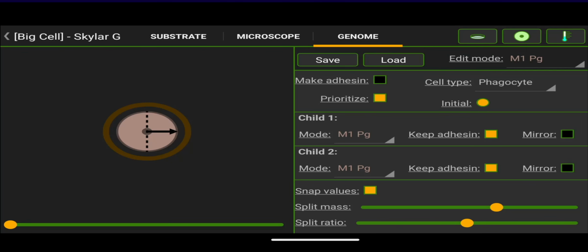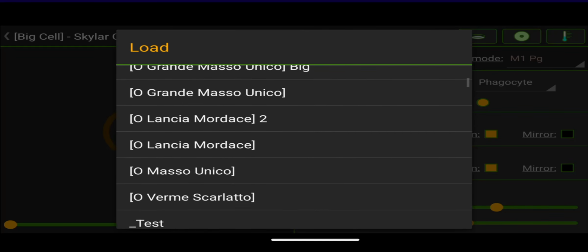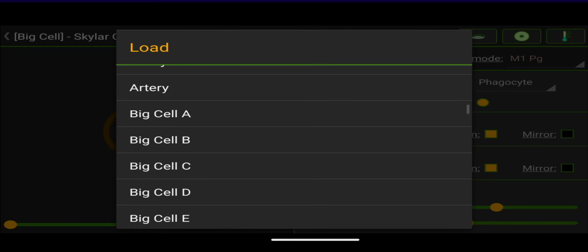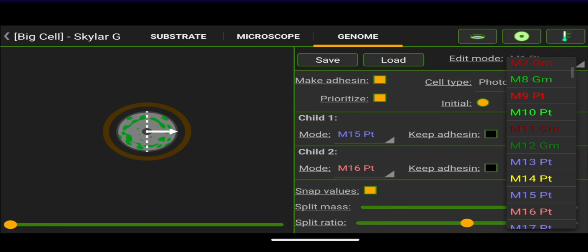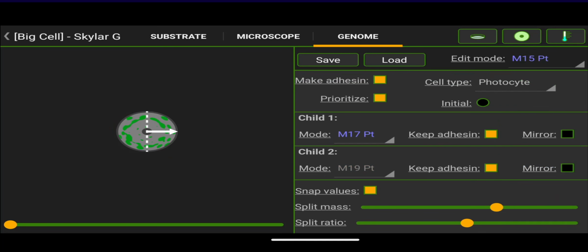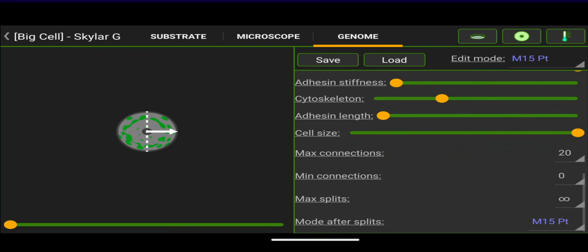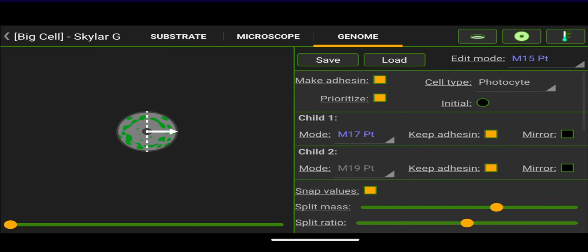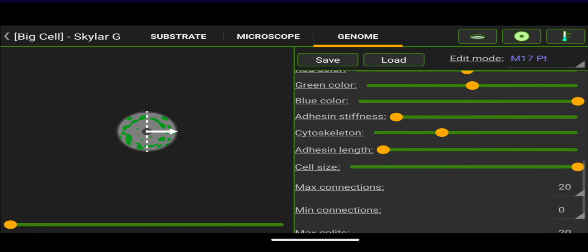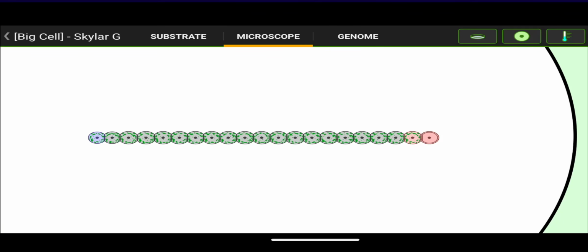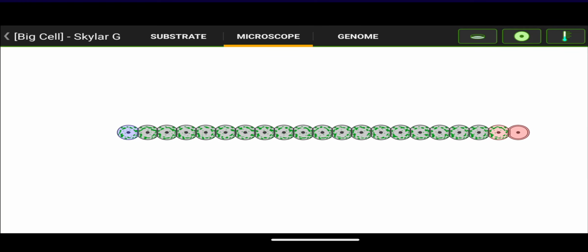And we can also open up the genome, load. I do not have it named. I do. Big cell. F. We can see mode 1 splits to 15, 20. If we go to 15, it's all color coded. It's 17 and 19, and as you can see on the bottom, max connections 20, blah blah, whatever. And then it becomes 17. So 17 here should be it. There you go. Max number of splits is 20. Mode after splits, number 23. So yeah, this will split 20 times.